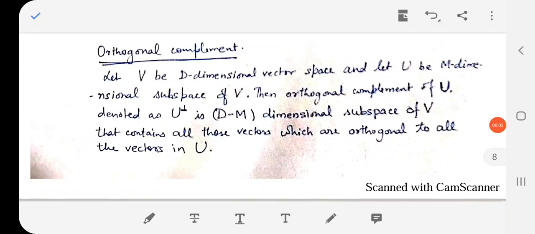In the previous part, we were talking about orthogonal vectors, the normal vectors, and orthonormal basis. And now we are going to talk about the subspaces, or in fact, I should say the orthogonal subspaces.